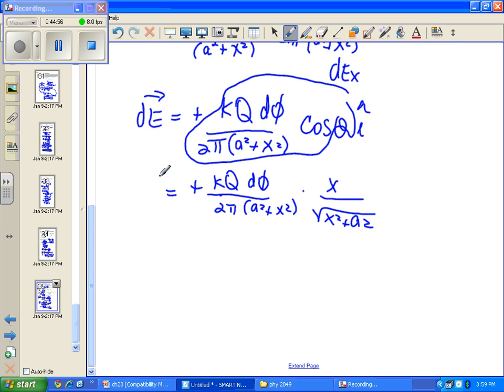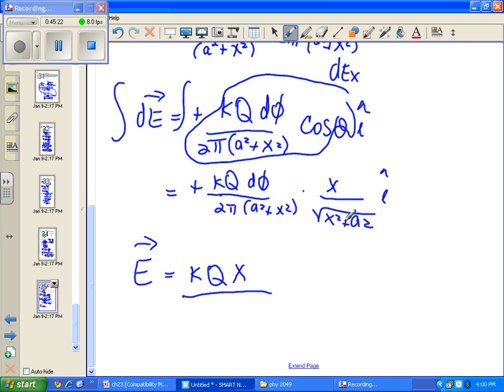Well, we're ready now to perform our integration, integrating both of these. And by the way, let's just put a little i hat there. We get E equals. Well, let's pull everything that's constant out of the integral. k is constant, Q is constant, d phi is not constant, x is constant, 2 pi is constant, a squared plus x squared times the square root of x squared plus a squared is constant. Remember, x is a constant here. Don't be fooled by the fact that they used x. In fact, it would have been better if they would have used the letter d or the letter b, anything to prevent us from being confused about what x really represents, which is a constant.